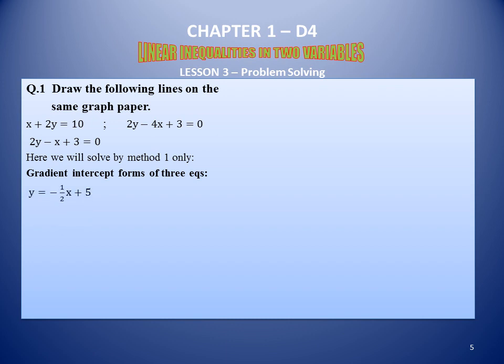This is the gradient intercept form of equation number 1. y is equal to minus 1 by 2x plus 5. You can perform all these steps. Similarly, you can write the third equation, 2y minus 4x plus 3, in gradient intercept form, which takes this form. The gradient intercept form of equation number 3 is this.